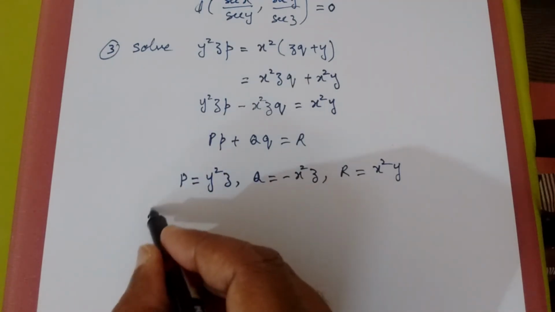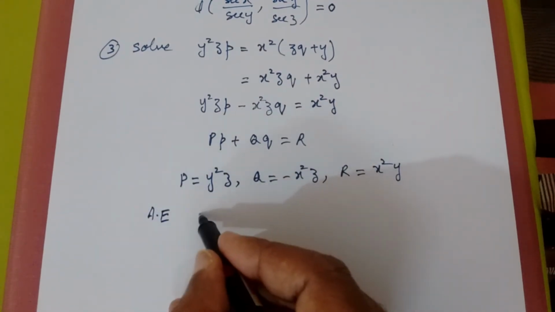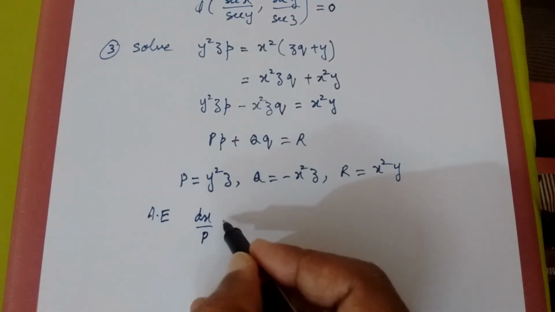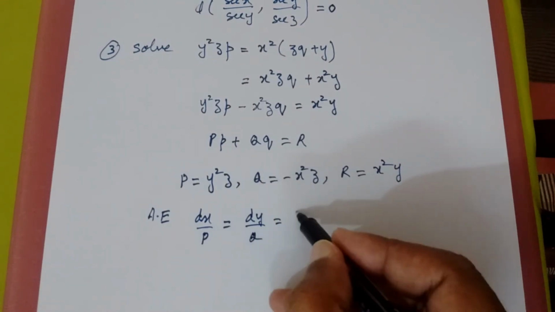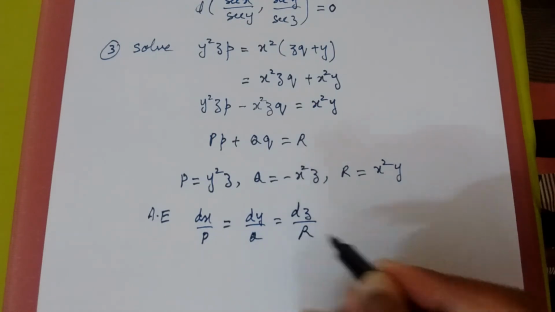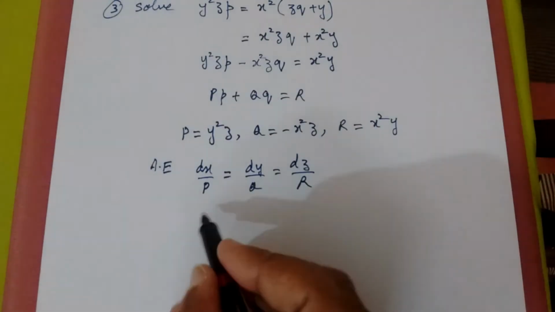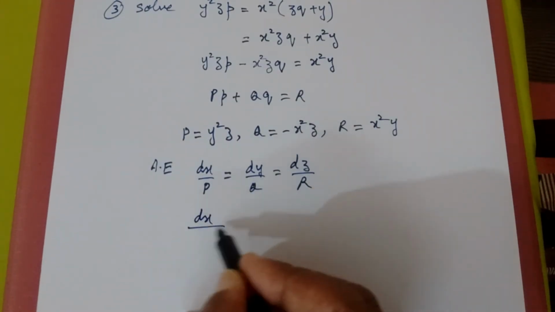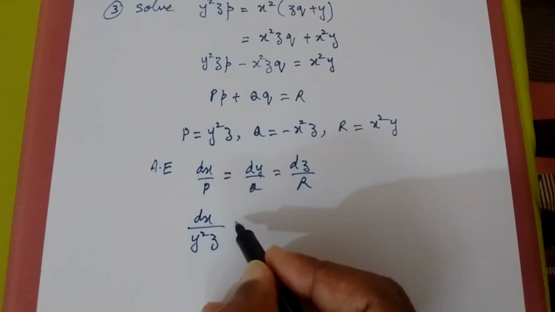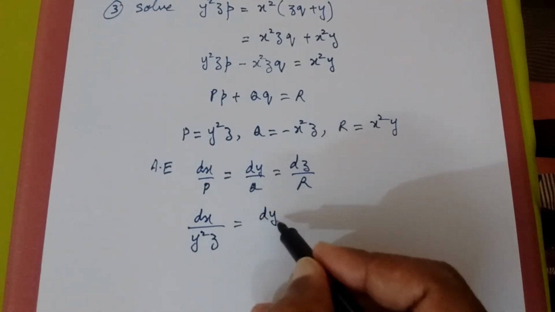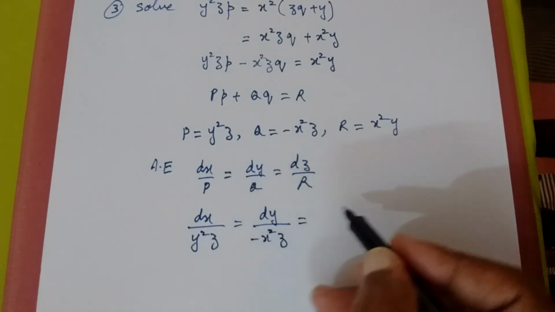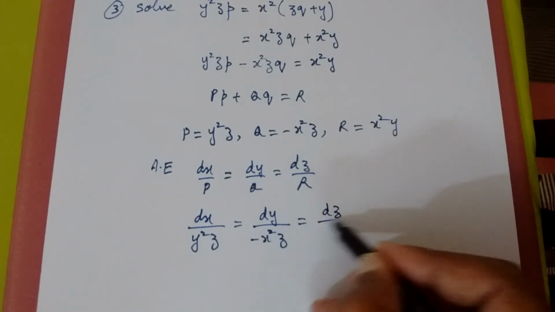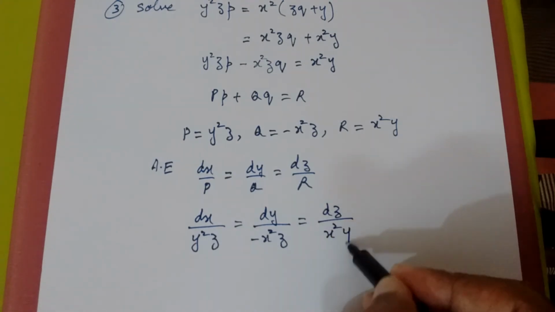So now if you write down the auxiliary equation, it will be dx/P = dy/Q = dz/R. So let us write down the value of P as y²z, dy over the value of Q, which is minus x²z, equals dz over the value of R, which is x²y.